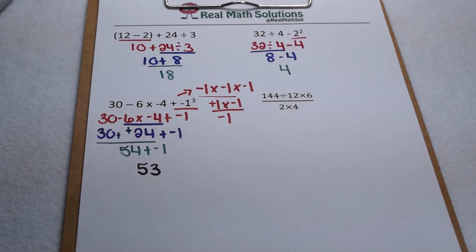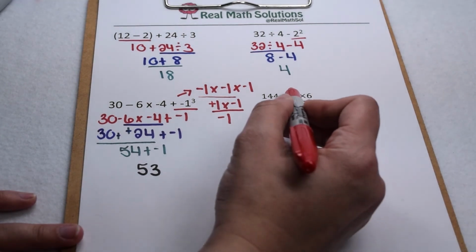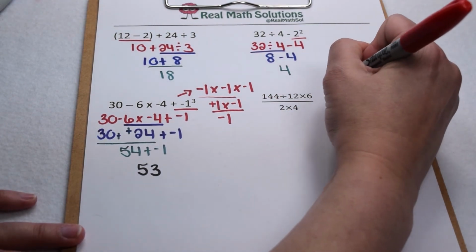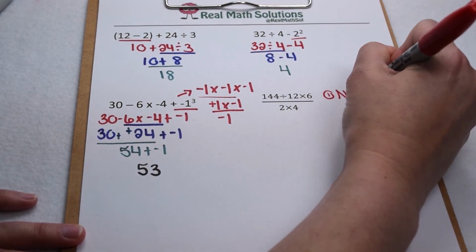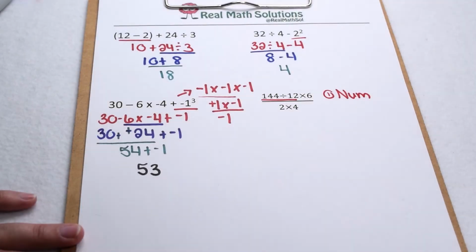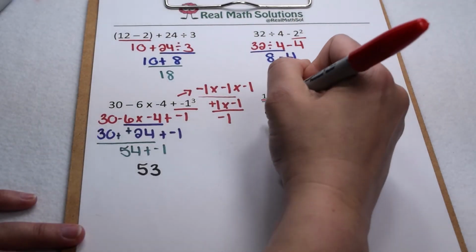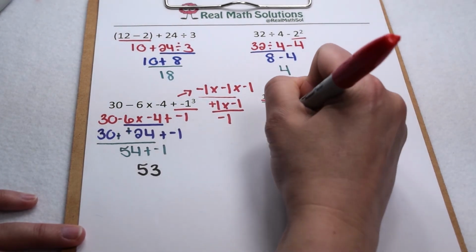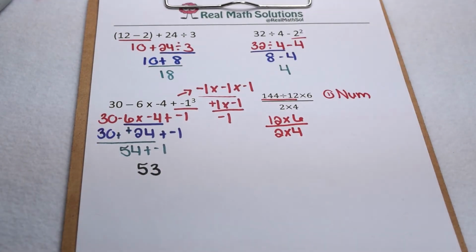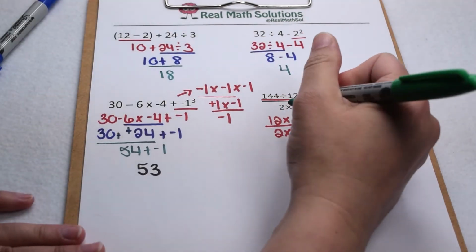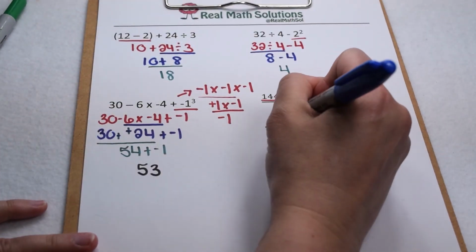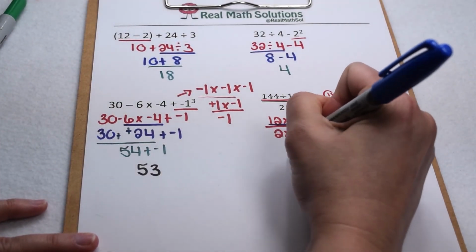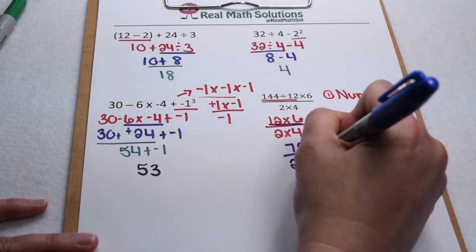We can also have fractions within our order of operations. When we have work in the numerator and the denominator, the first thing we're going to do is work to simplify the numerator. I'm going to start with 144 divided by 12. 144 divided by 12 is 12, so that leaves me with 12 times 6 in the numerator and 2 times 4 in the denominator. So I need to continue on with simplifying my numerator. 12 times 6 comes next, so that's going to give me 72 over my 2 times 4.